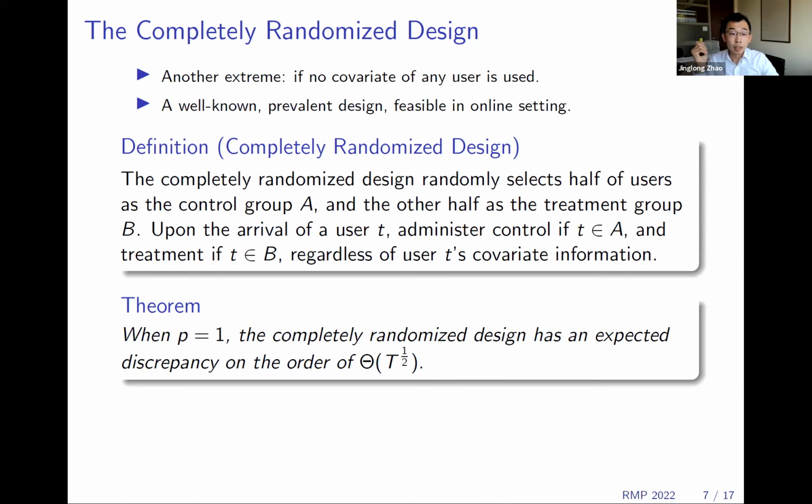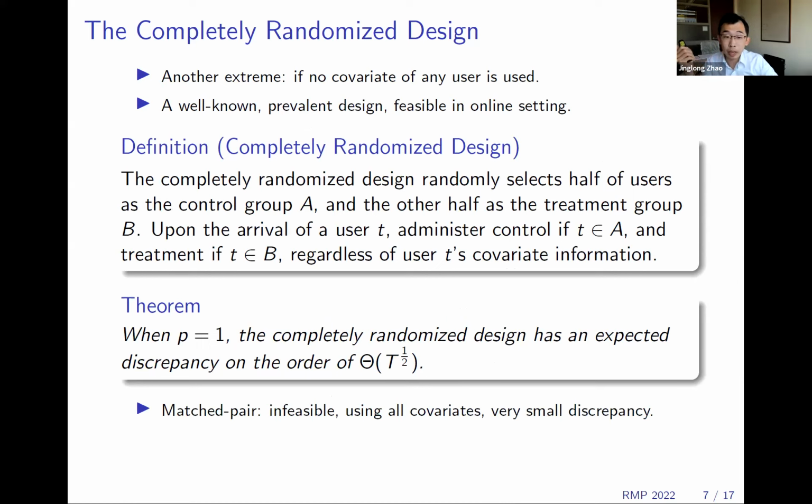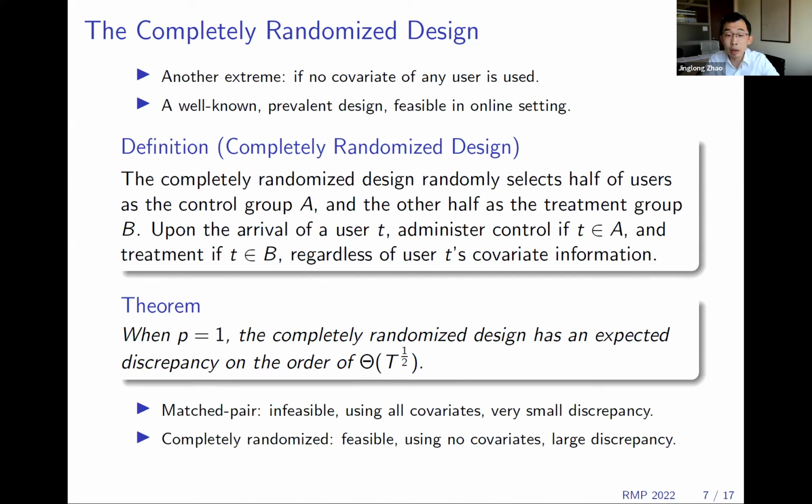So now let's do a recap. First, we analyzed the matched pair design, which is infeasible because it uses all the users' covariates, but it does achieve a very small discrepancy. On the other hand, the completely randomized design is a feasible design, but it does not use any user covariate information at all, and it has a large discrepancy. So is there something in between that we can design?